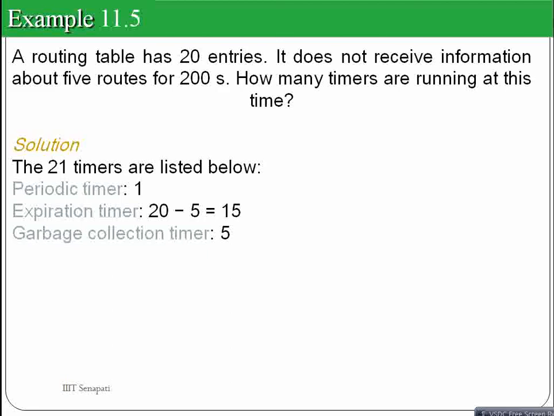Let us see some questions, some examples. A routing table has 20 entries. It does not receive information about 5 routes for 200 seconds. How many timers are running at this time? You can understand there are 3 types of timers. One is the periodic timer, so 21 timers are listed below. One timer is the periodic timer. Expiration timers are 20 minus 5, it is 15. Now for 5 routes, from 200 seconds we haven't received information, so garbage collection timers are running for these 5 entries, and for the other 15 entries expiration timers are running. So that is something we have to understand.